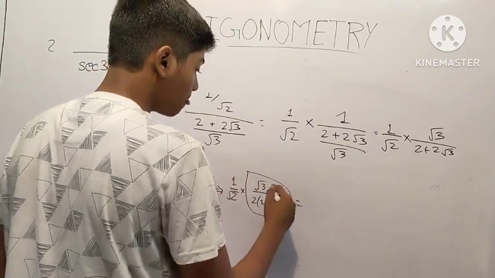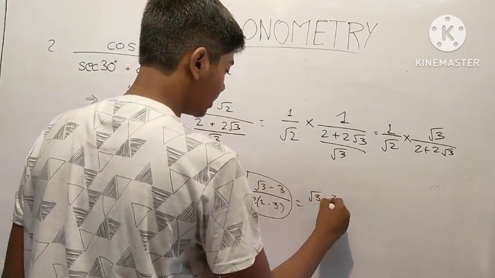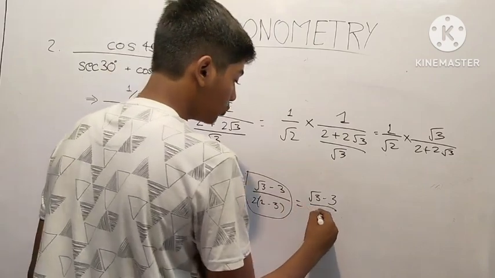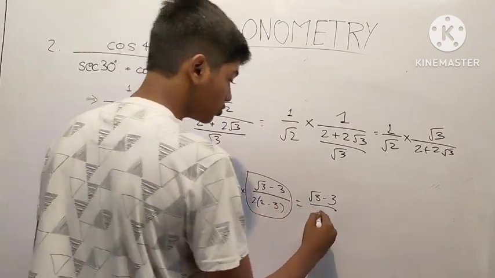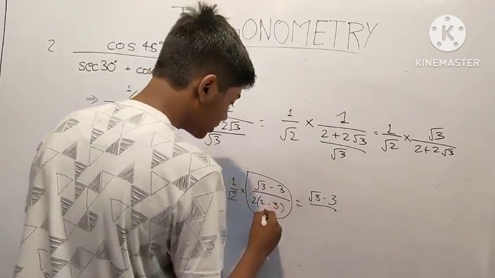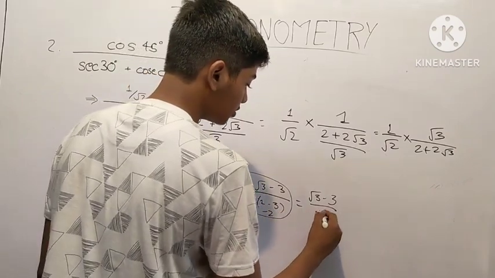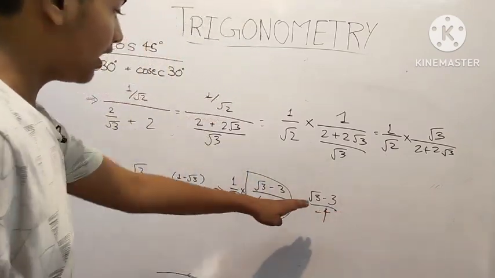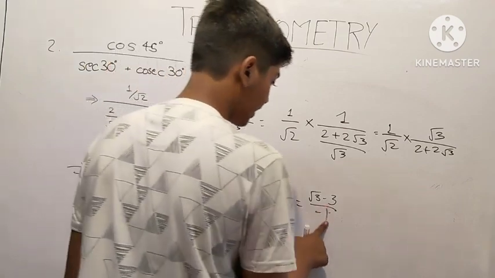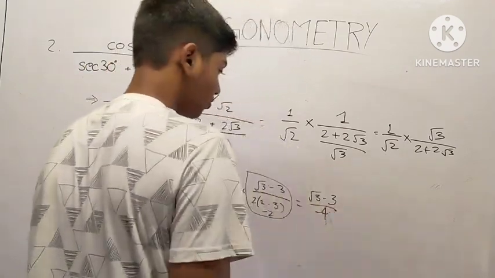Forget about 1 by root 2. So it will still be root 3 minus 3 upon 2 into minus 2. 1 minus 3 is minus 2. So 2 into minus 2 is minus 4. Now we have minus 4. Correct? We have minus 4.